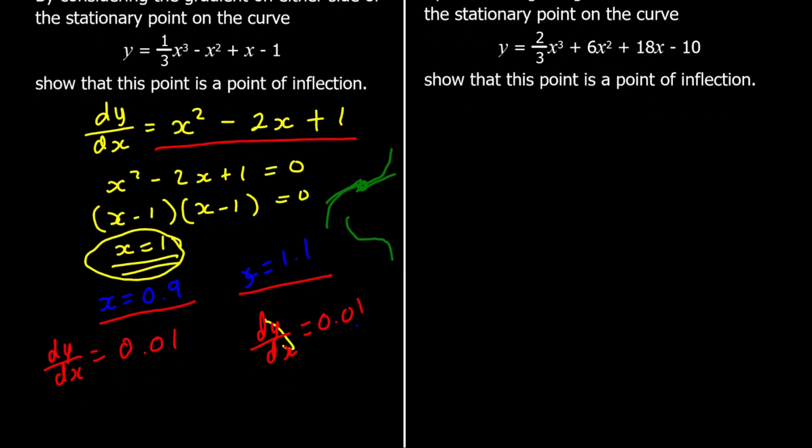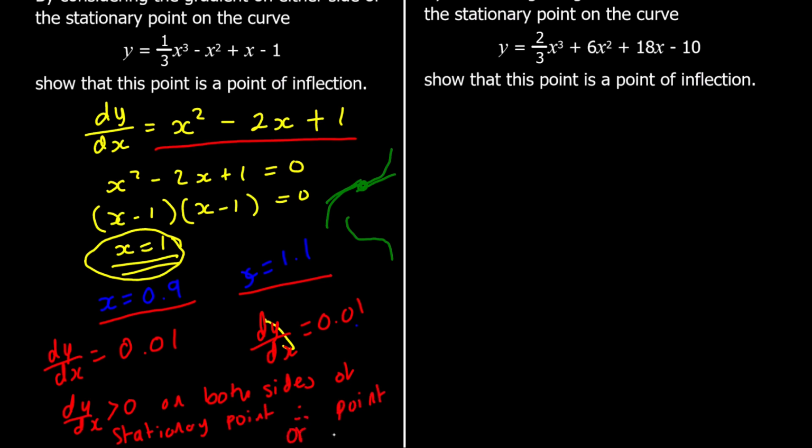So the gradient is positive on both sides. So dy/dx is positive on both sides of the stationary point. Therefore, it is a point of inflection.